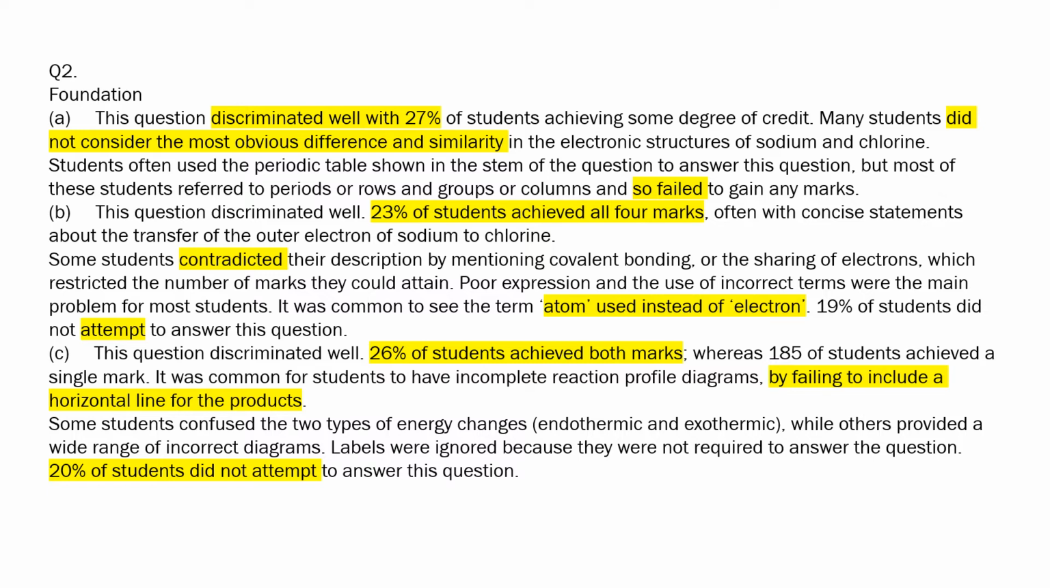Part C. This question discriminated well. 26% of students achieved both marks, whereas 18% of students achieved a single mark. It was common for students to have incomplete reaction profile diagrams by failing to include a horizontal line for the products. Okay, so they weren't familiar with the reaction profile diagrams. Some students confused the two types of energy changes, endothermic and exothermic, while others provided a wide range of incorrect diagrams. Labels were ignored because they were not required to answer the question. 20% of students did not attempt to answer this question, so 1 in 5 students did not attempt.